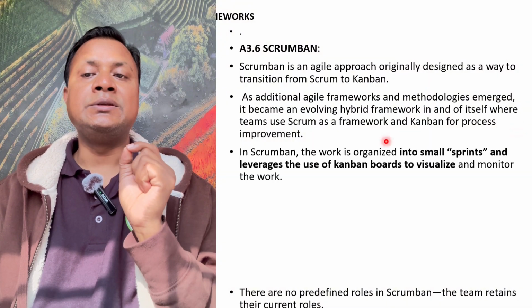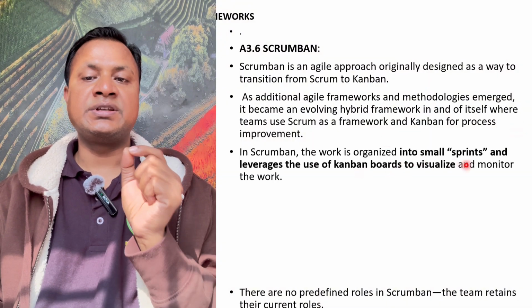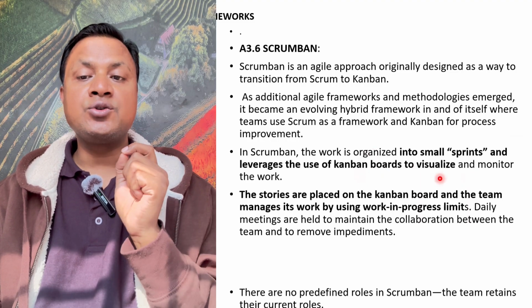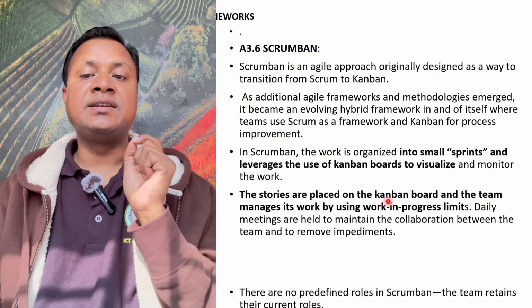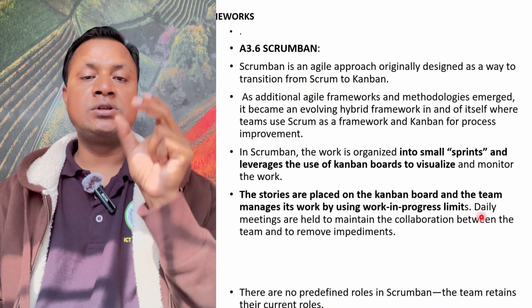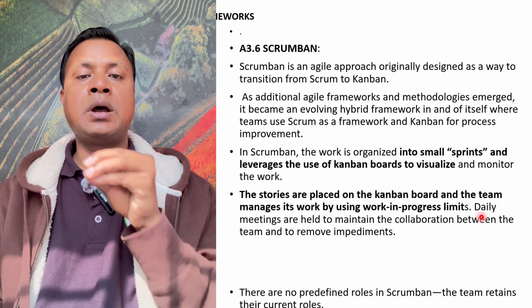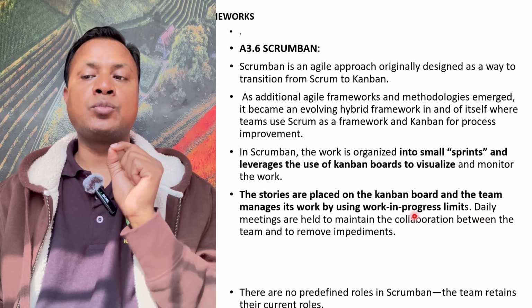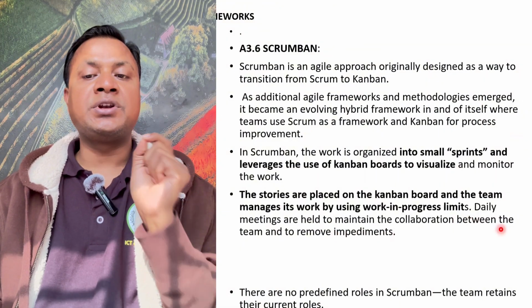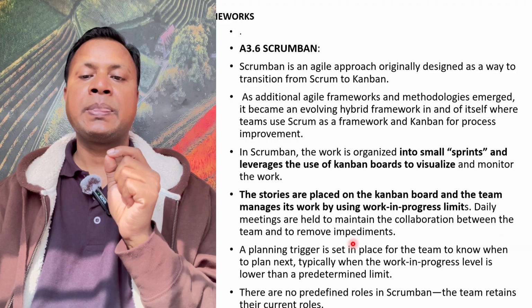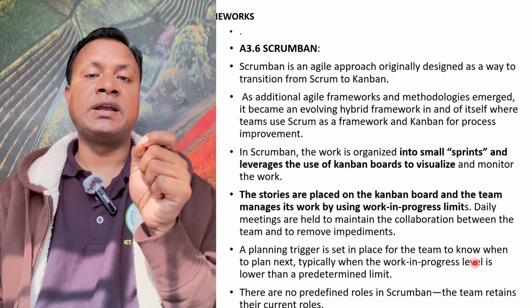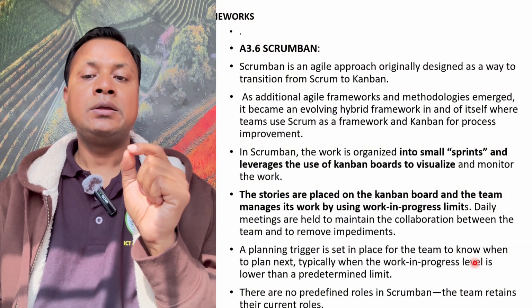In Scrumban, the work is organized into small sprints and leverages Kanban boards to visualize and monitor the work. These stories are placed on the Kanban board, and the team manages its work by using work in progress limits. So all these stories will be on the Kanban board, and one by one you will be working on them. Based on work in progress limits, daily meetings are held to maintain collaboration between the team and to remove impediments. A planning trigger is set in place for the team to know when to plan next. Before starting the sprint, you can plan.